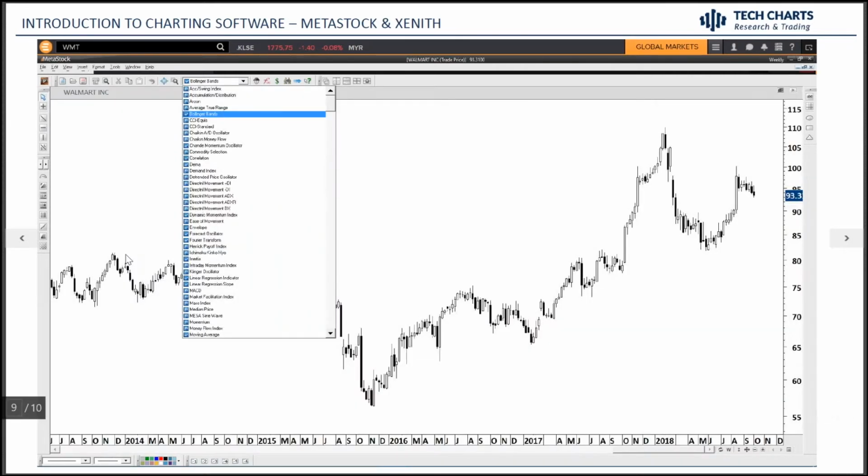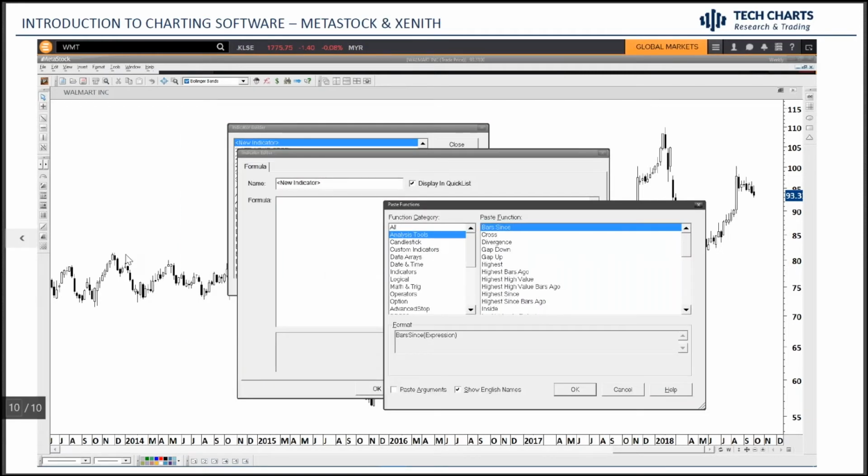Over the years, MetaStock continued to add new indicators to the list. You can select and apply the indicator of your choice, or you can write your own custom indicator using the MetaStock language. There are several websites and forums with traders and analysts helping each other and sharing codes to write different indicators.